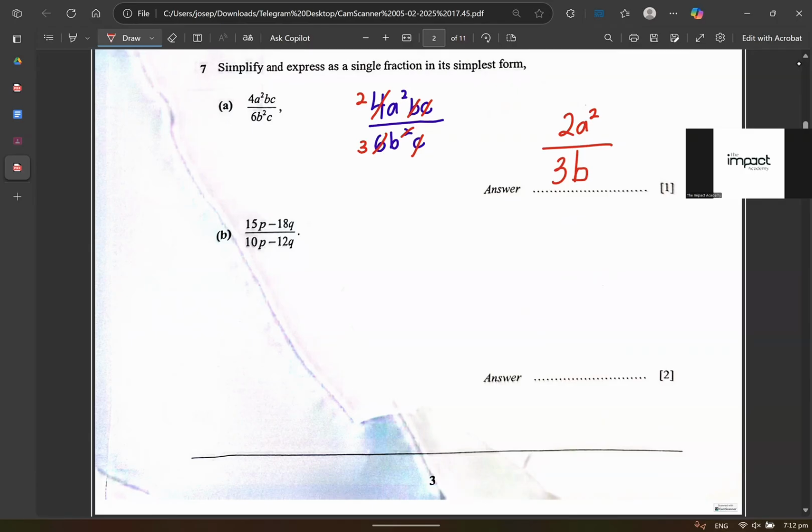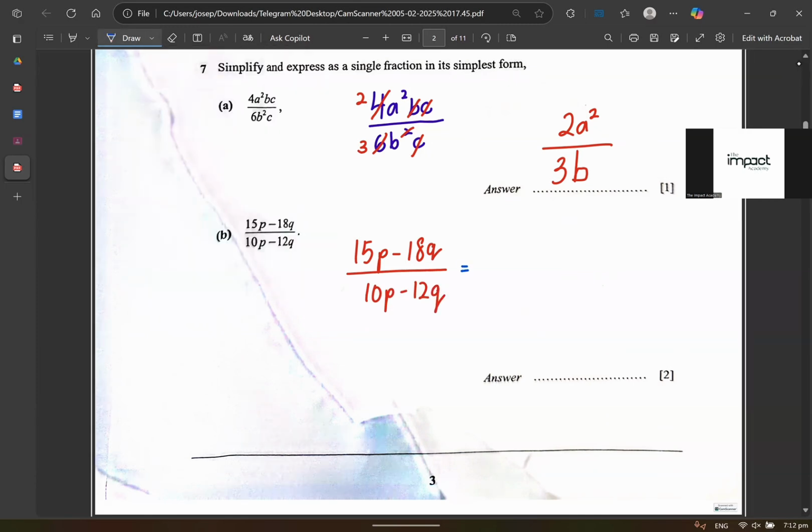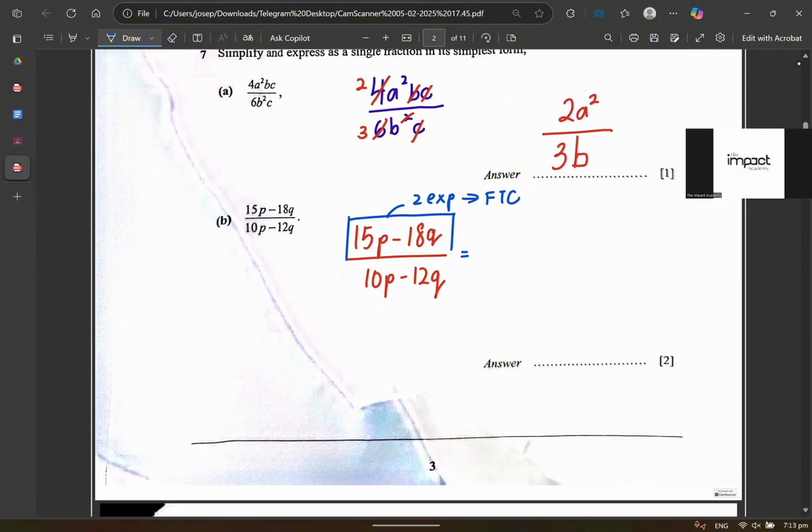Okay, good. Next one, 15p minus away 18q over 10p minus away 12q, correct or not? Now, how do you solve? When you see it's minus, you cannot cancel directly. This is called two expression. So what do you have to do? You have to find the common factor. You can only cancel if you are multiplying.